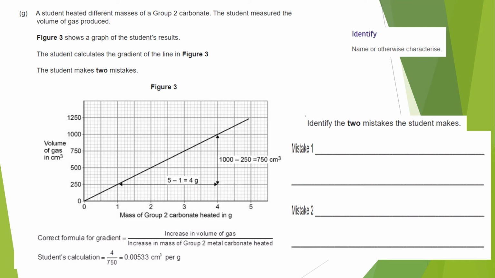Now, with this one, you can see that it's not 5 minus 1 equals 4 because it actually starts at 1 and ends at 4. So it's not 4 grams difference there, it's actually 3 grams difference there. And the second mistake they make is to put the numbers the wrong way around in the formula. Okay, so it should be 750 divided by 4 and not 4 divided by 750. So that was the second mistake. And all you've got to do is write those 2 mistakes down.